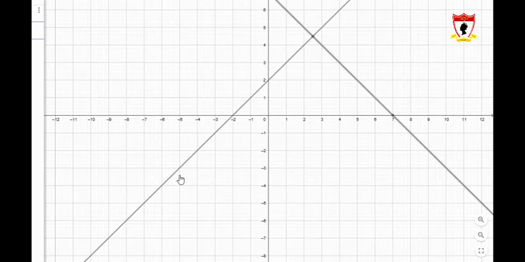So it means this line is the only line which passes through the given point in the question and is perpendicular on this line.